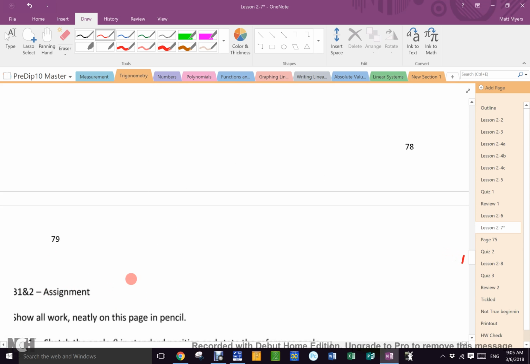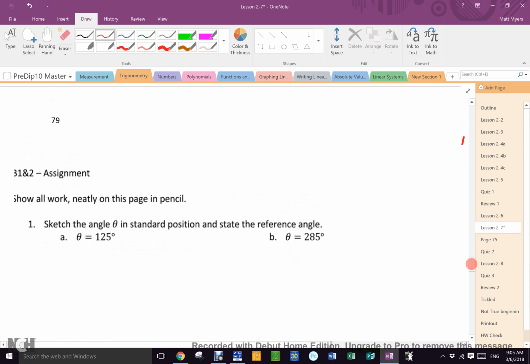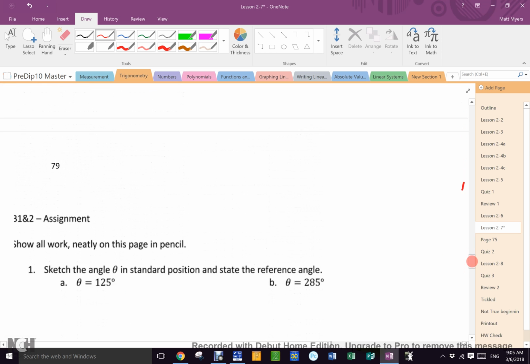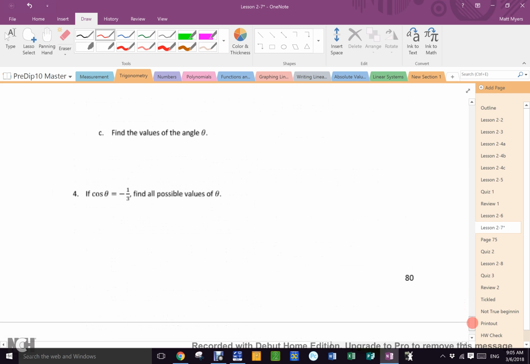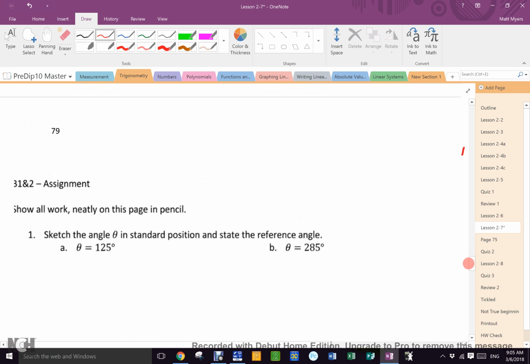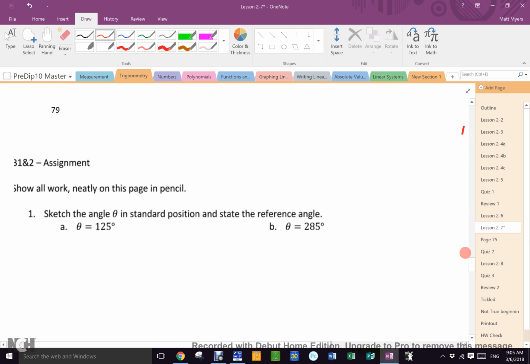This says assignment, but you're just going to do it. And that's your homework tonight. 79 and 80. Go diddly-o. You got 25 minutes. There should be no reason for anybody to take homework home from me tonight.